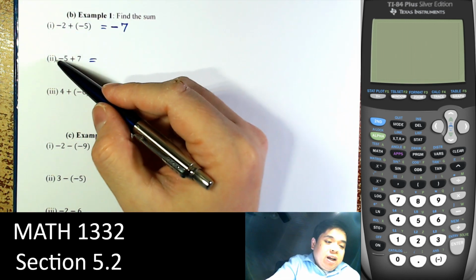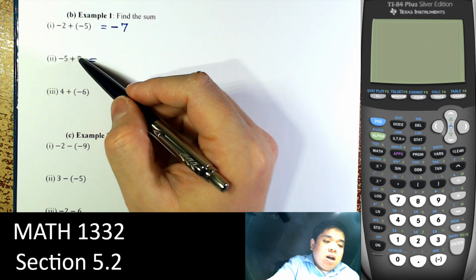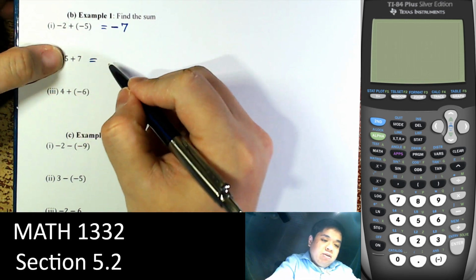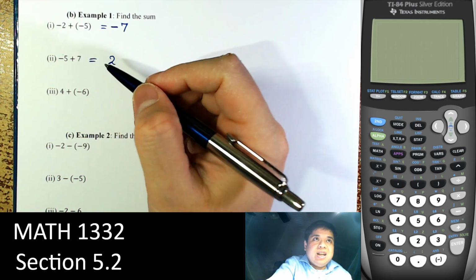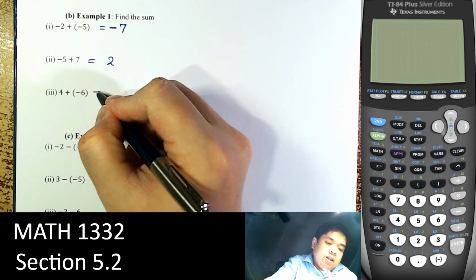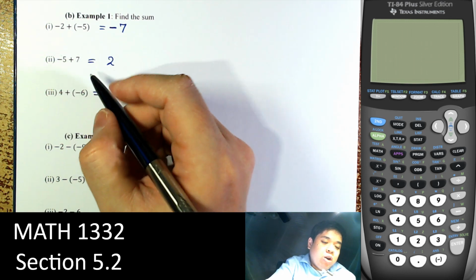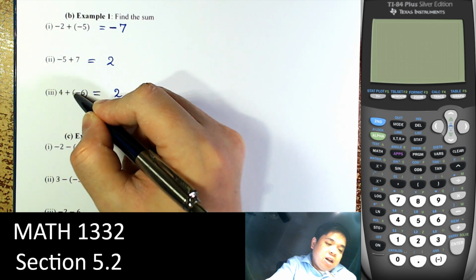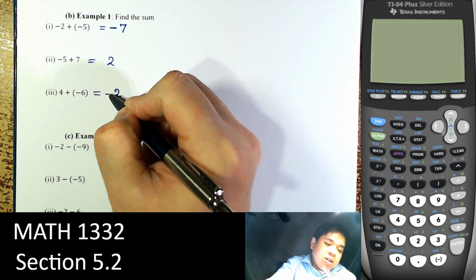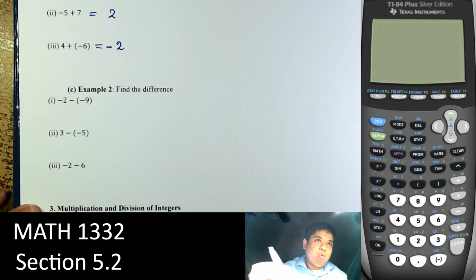Next, we have negative 5 and 7. They have opposite signs, so we subtract. 7 minus 5 is 2, and the sign goes with the bigger number, which is 7, so it's positive. And then for 4 plus negative 6, opposite signs, so we subtract. 6 minus 4 is 2, but this time the 2 takes the sign of the bigger magnitude, negative 6. So number 1, I will write a little note when we finish this.